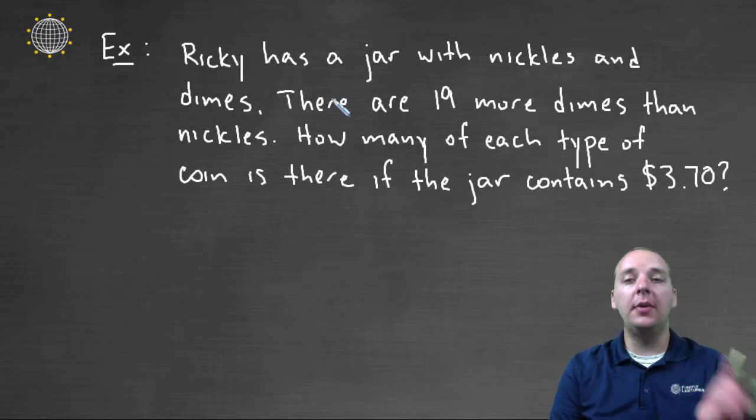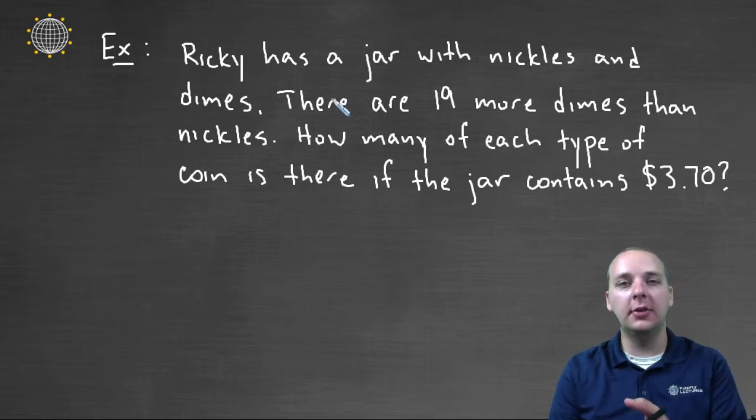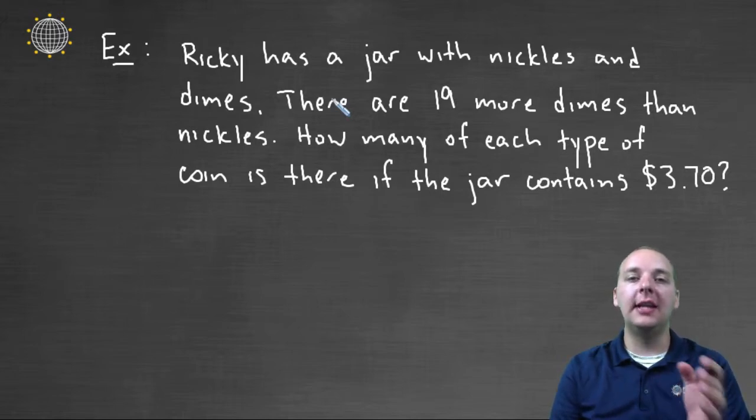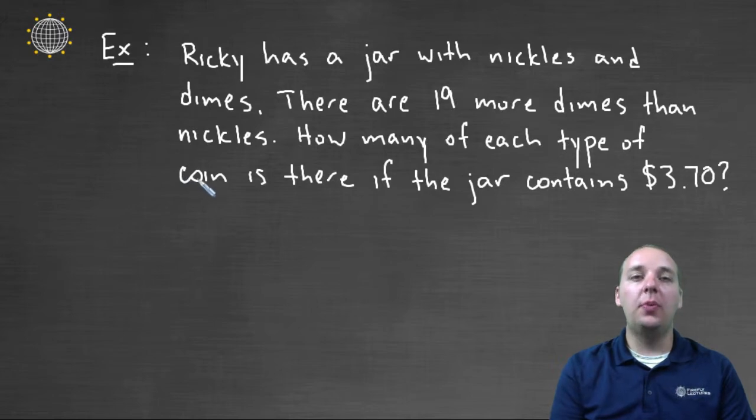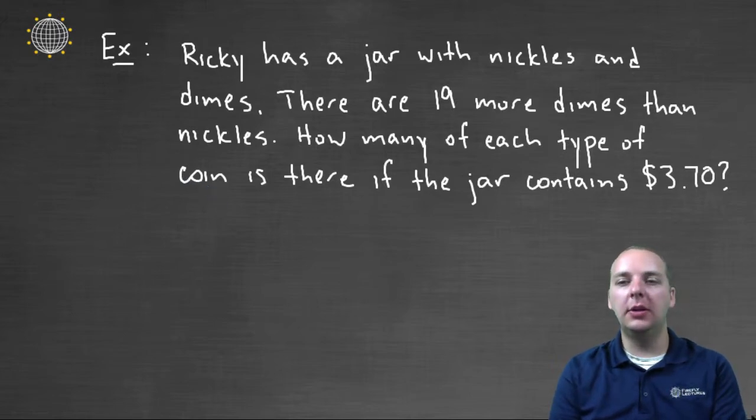So I don't know how many dimes there are. I don't know how many nickels there are, but I do know that there's 19 more dimes than there are nickels. And then they want to know how many of each type of coin, nickels and dimes, are there if the jar contains a total of $3.70. So in any type of word problem like this, what can be tremendously helpful is a table.